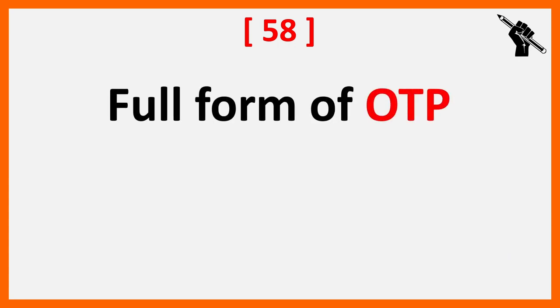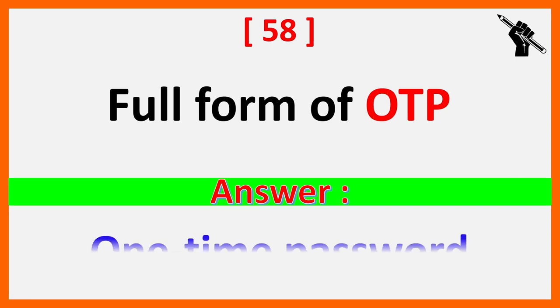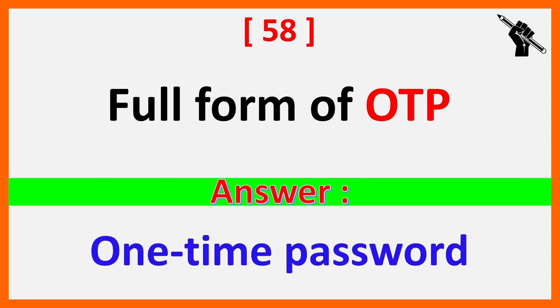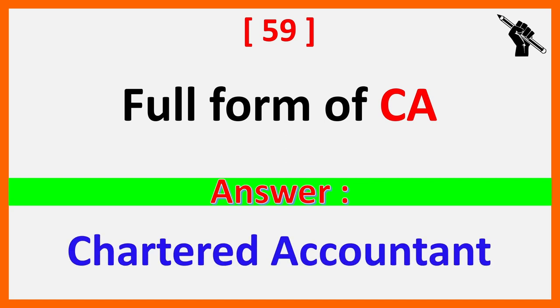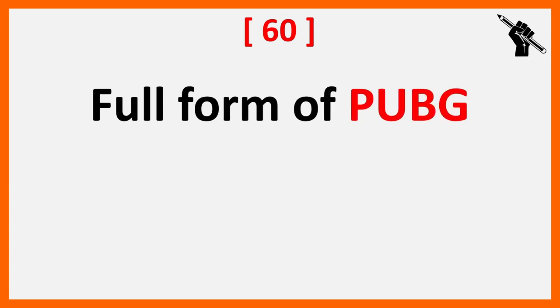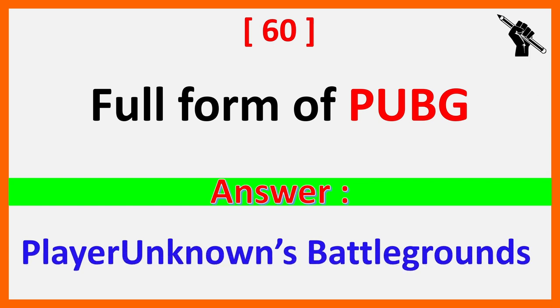Full form of OTP. Answer: One-time password. Full form of CA. Answer: Chartered Accountant. Full form of PUBG. Answer: Player Unknown's Battlegrounds.